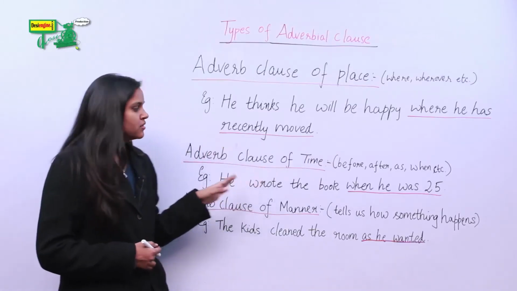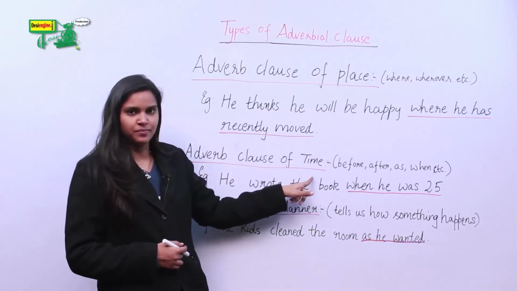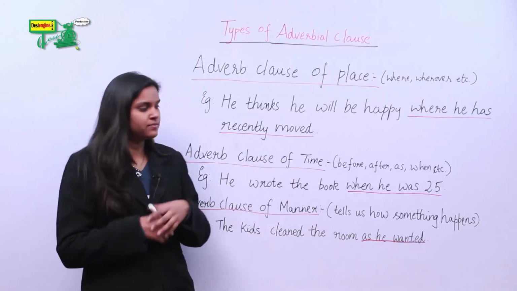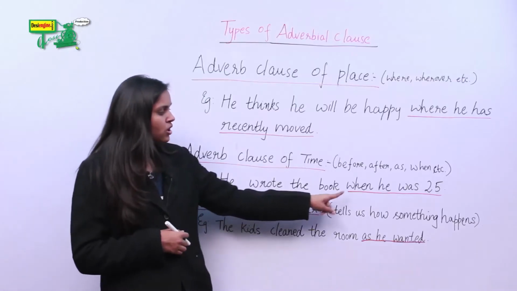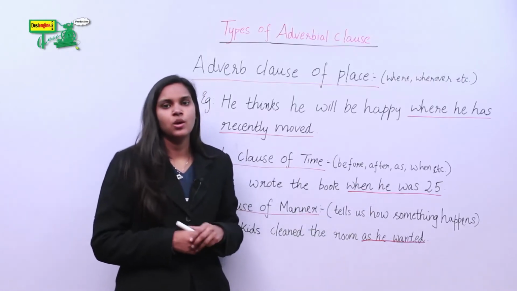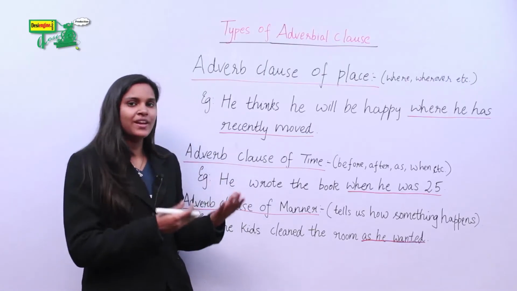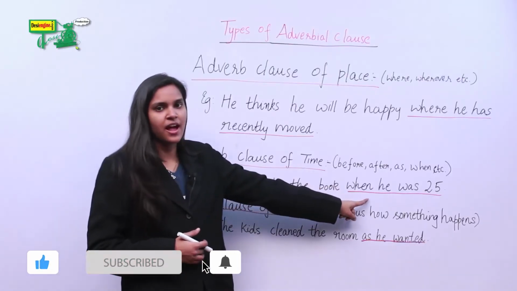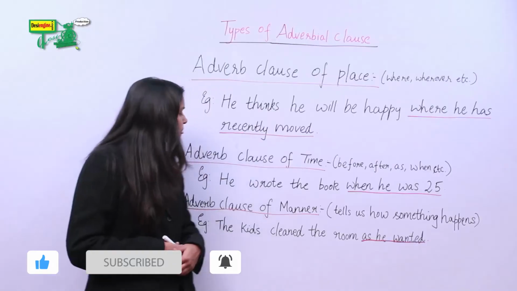Let's come to adverb clause of time. This basically answers the question when. He wrote the book when he was 25. When did he write the book? When he was 25. So, when he was 25 is our adverb clause of time.